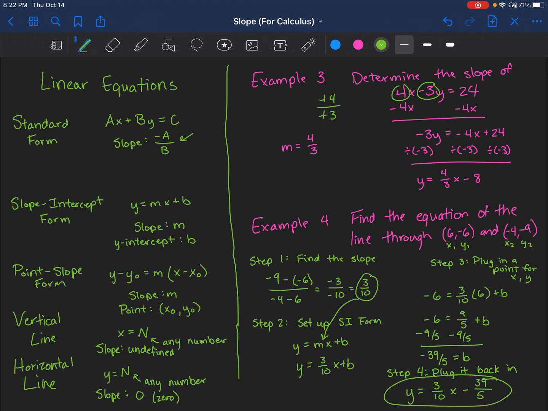Now, that's just trying to make it in slope-intercept form. If you wanted to try to put it in a different form, that would work too. But now that I've got one equation, I can go from there and find the others. Hopefully this does help kind of refresh your memory on all of that slope stuff before we move on to some of the calculus stuff that we need to learn.